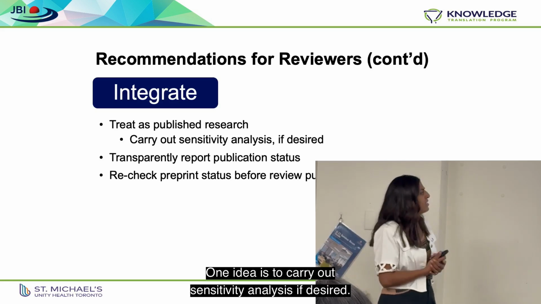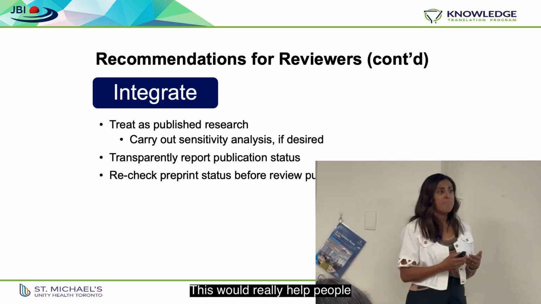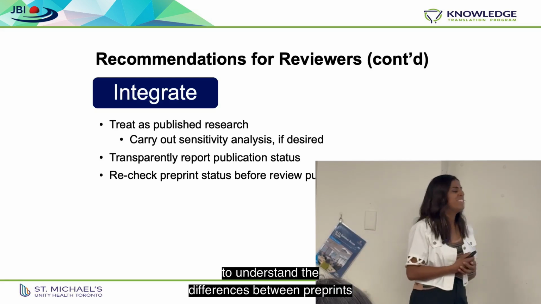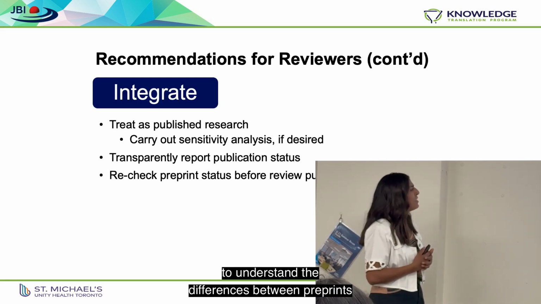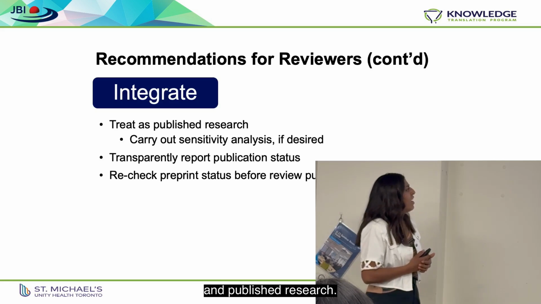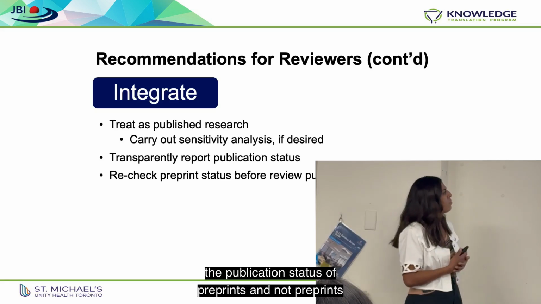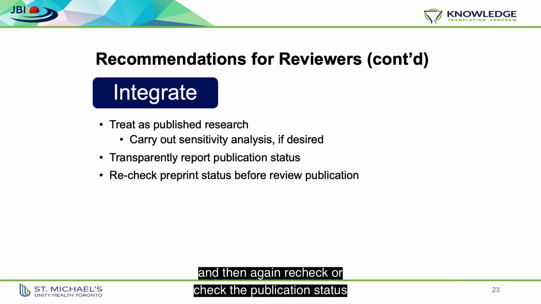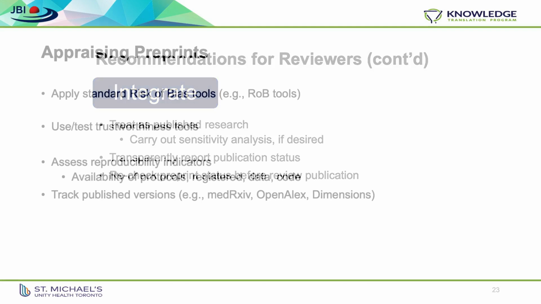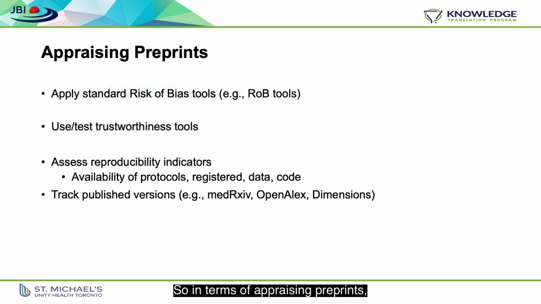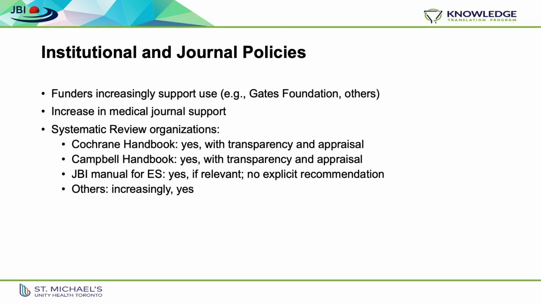One idea is to carry out sensitivity analysis if desired, and this would really help people who are doing meta-research like me to understand the differences between preprints and published research. You would obviously transparently report the publication status of preprints and non-preprints, and then recheck the publication status of a preprint before publishing your review. So in terms of appraising preprints, I think this is a replication of a slide that I already presented, so we'll just slide past that.